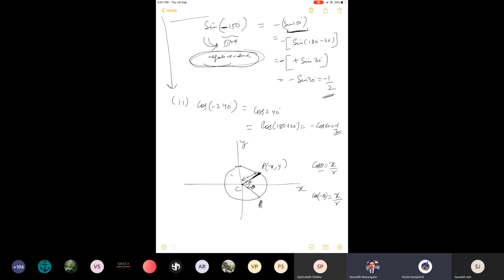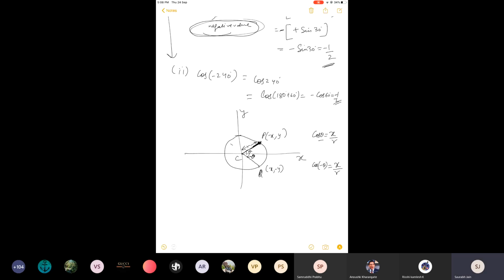So x comma minus y. Very good, that is what I was expecting. I told you a basic knowledge of coordinate geometry will be tested. See, if this is point P, making an angle theta, and there is a similar kind of point here, which is making angle minus theta.